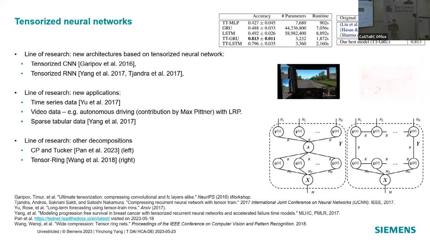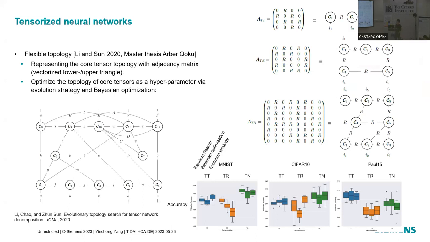So this last line of research gave us the idea that probably we could figure out a way to somehow optimize the connectivity or the topology of those core tensors. And just as we were thinking about the idea, there came a very interesting paper, 2020. What they propose is that, well, they were thinking in exactly the same direction. They come up with this idea of representing the topology of the core tensors in a tensor decomposition model using an adjacency matrix.